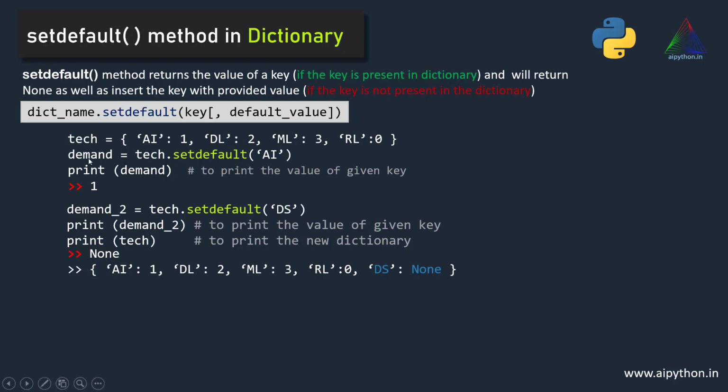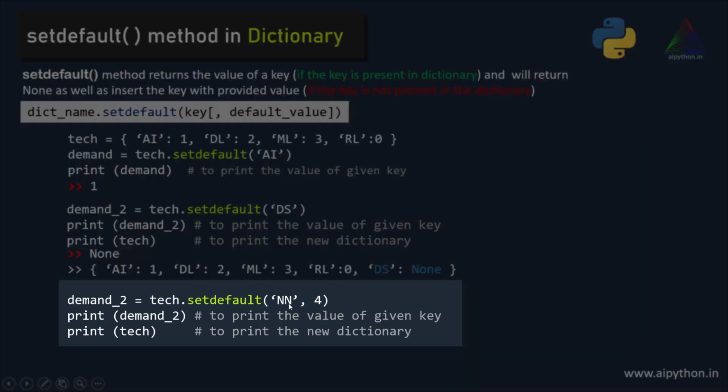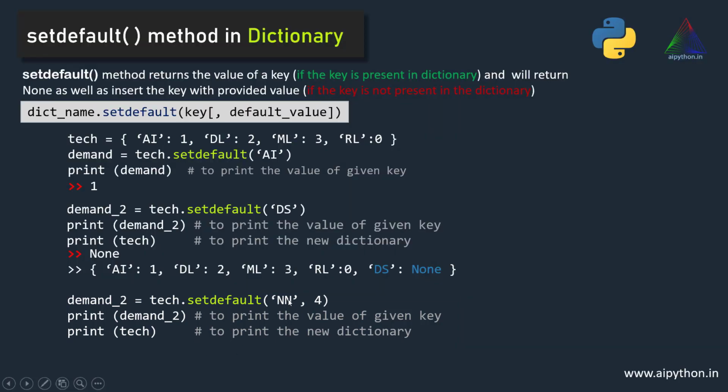I hope you understand. So setdefault basically gives you a value if the key is present, and if the key is not present, it will update the existing dictionary with the new key along with the default value as None if no value is provided. And as I told you, if the value is provided, let's say nn is new and is not there in the dictionary, and we want to setdefault nn to 4, then this will be added to the dictionary and initialized with the value 4, as we can see here.